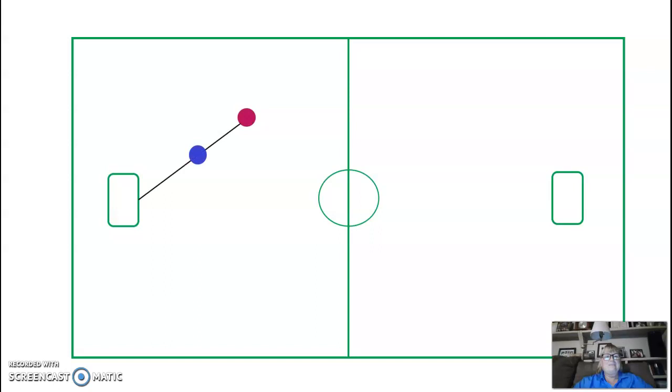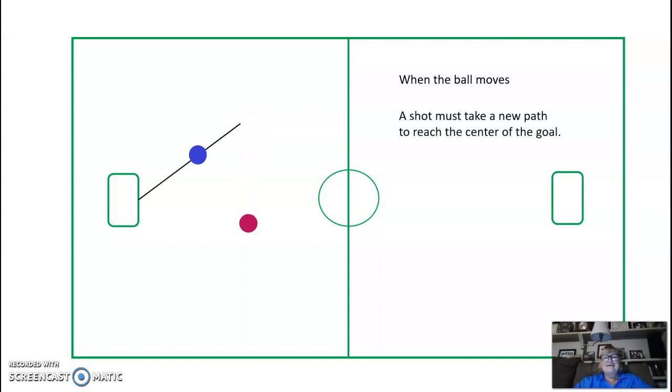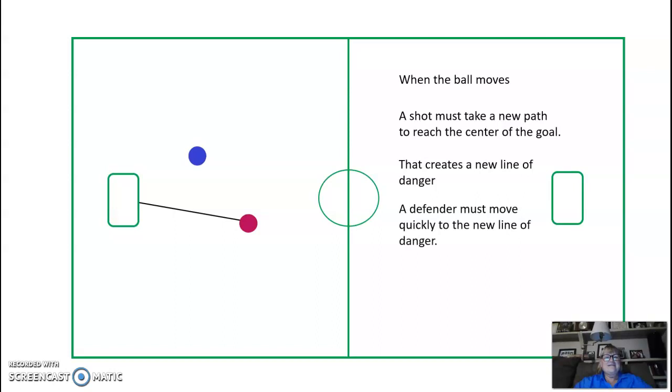All right? When the ball moves, a shot must take a new path to reach the center of the goal. So that creates a new line of danger. So now this defender is out of position. And what that defender needs to do is quickly move to that new line, so that the goal is not left open, but there's someone there to block the shot.